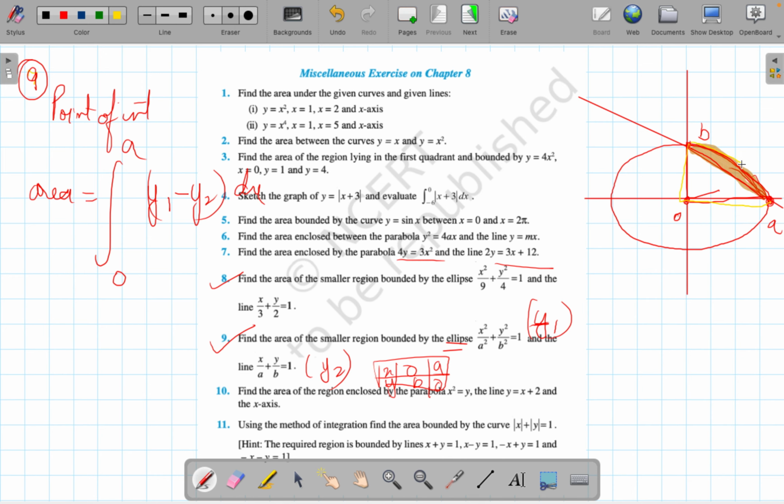This is the parabola with respect to the x-axis, and this white part is the line with respect to the x-axis. So we don't want this white portion. So that is why. And you know how to calculate the value of y, right?